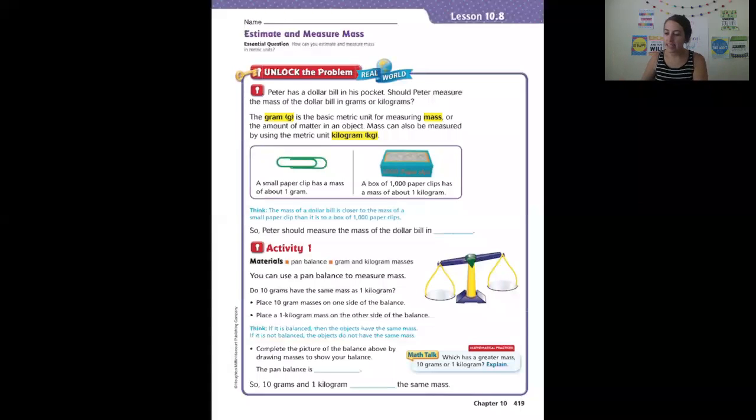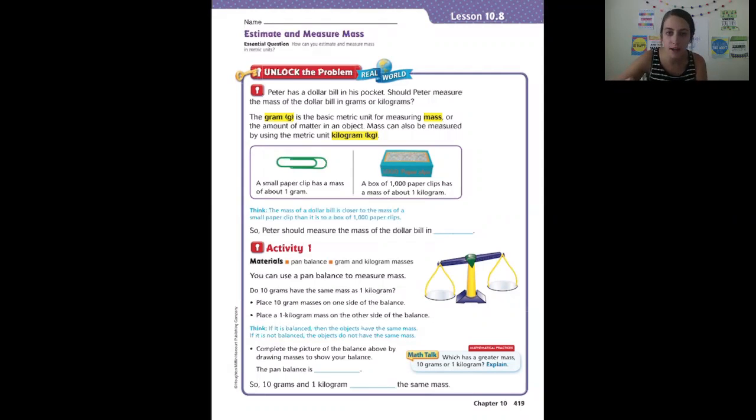Friends, so today is Thursday, April 23rd, and today we are going to be learning about mass. So we are going to learn how to estimate mass and how to measure mass. So let's look down here. It says, Peter has a dollar bill in his pocket. Should Peter measure the mass of the dollar bill in grams or kilograms?